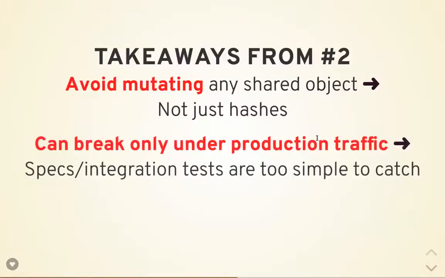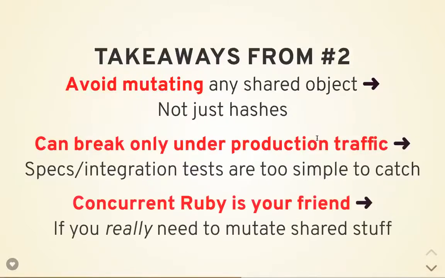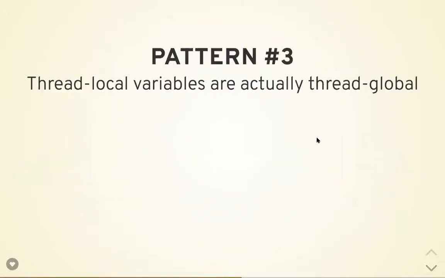Some of these things break only under production traffic, and this is the famous Heisenberg bugs that can take you days, weeks to catch, because they only happen in that specific setup that you cannot reproduce on your local machine until you find what specifically is happening. And also the concurrent Ruby gem is your friend. So if you really want to do fancy things, you should look into it.